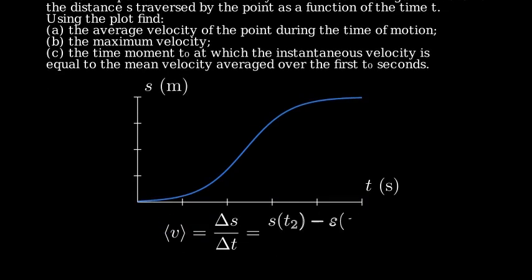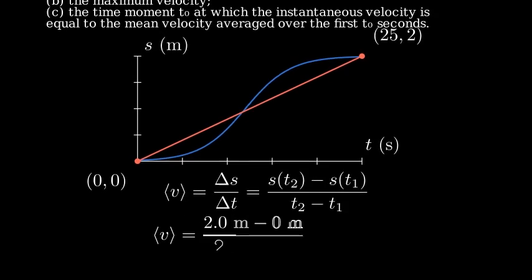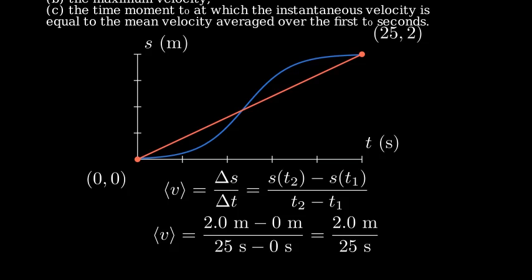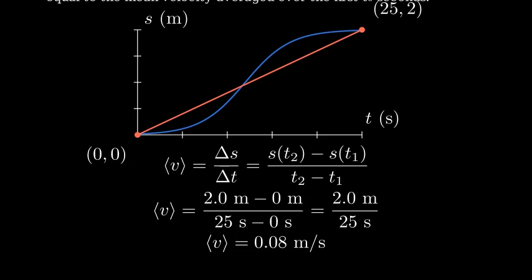The average velocity is defined as the change in position divided by the change in time. From the graph, we can see that at time t equals 0 seconds, the distance s is 0 meters. And at the final time t equals 25 seconds, the distance s is 2 meters. Therefore, the average velocity equals 2 meters minus 0 meters, divided by 25 seconds minus 0 seconds, which gives us 0.08 meters per second. Now let's tackle part B, finding the maximum velocity.